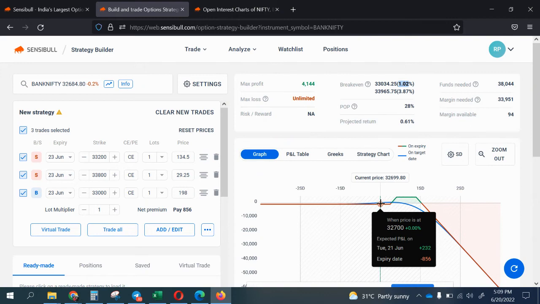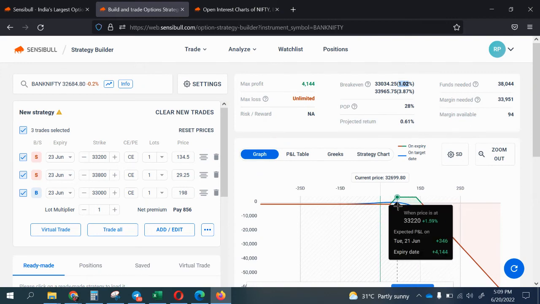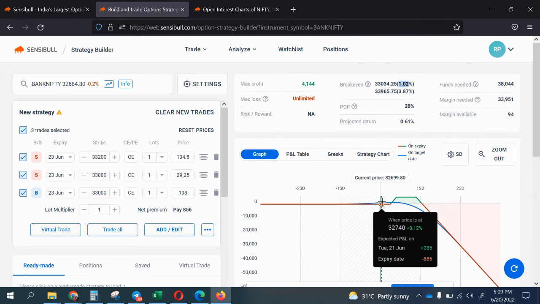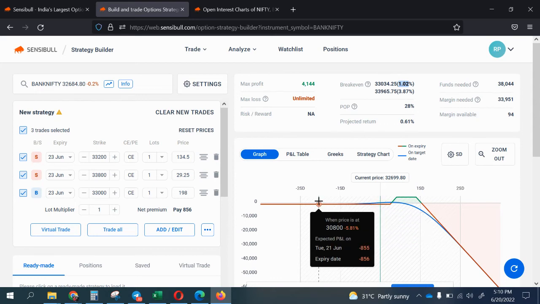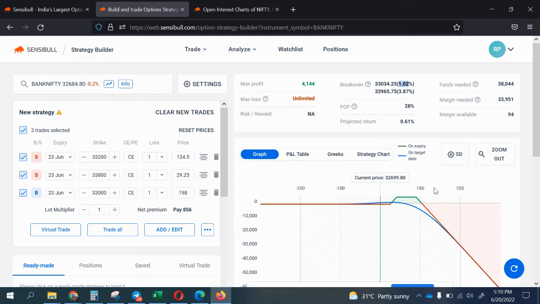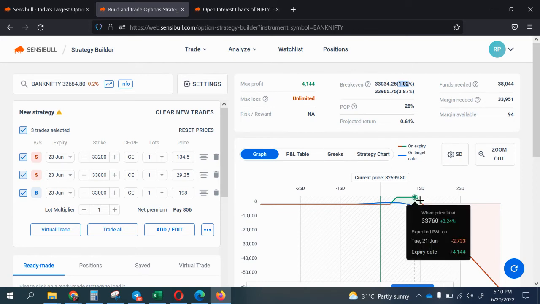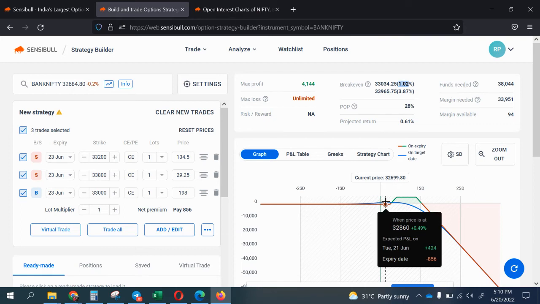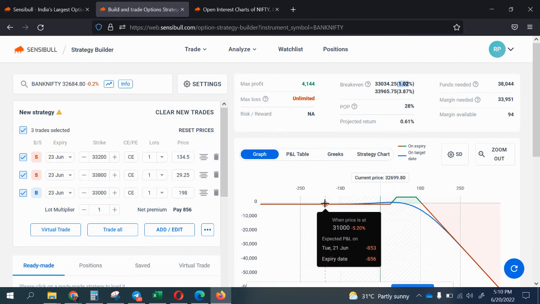Ratio spread is a very good strategy. If the market goes up, you'll get into profit. If the market stays where it is, or keeps going down, you have to shift your second sell position 100 points inside, 100 points inside. Whenever you do that, you're booking the profit and going inside. So this entire put side will become green, okay?